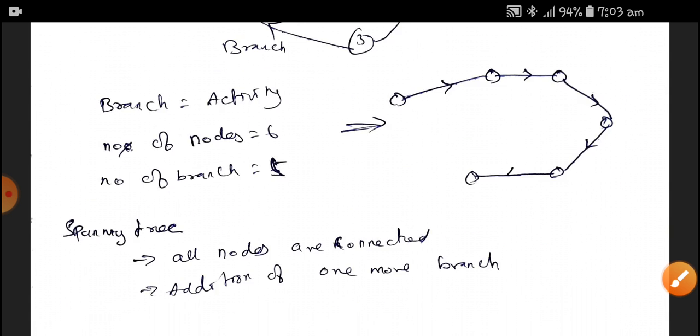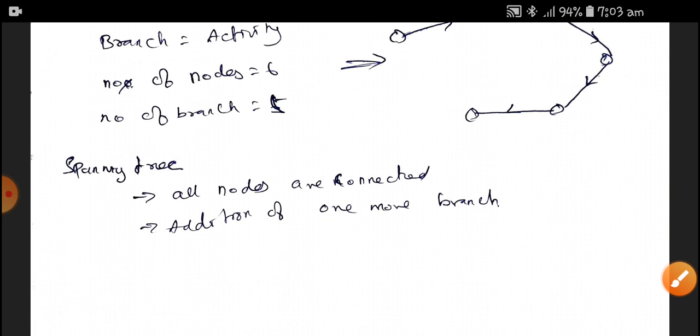Next is a spanning tree. When all nodes are connected, that is called a spanning tree. The addition of one more branch is needed. So in the spanning tree we have the number of nodes equal to the number of branches plus one.